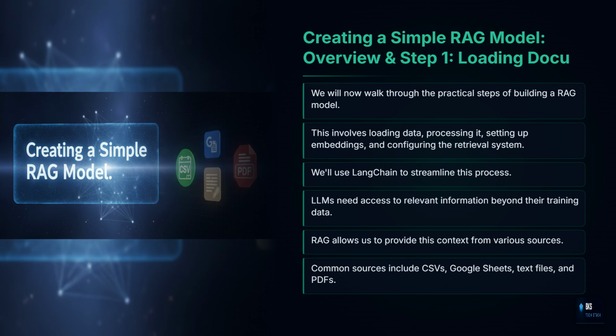The first step in building our RAG knowledge base is loading the data. LLMs, by default, don't know about specific, private, or very recent information, so we need to feed this information into our system. LangChain makes it easy to load data from various sources, like spreadsheets, text documents, and even PDFs.